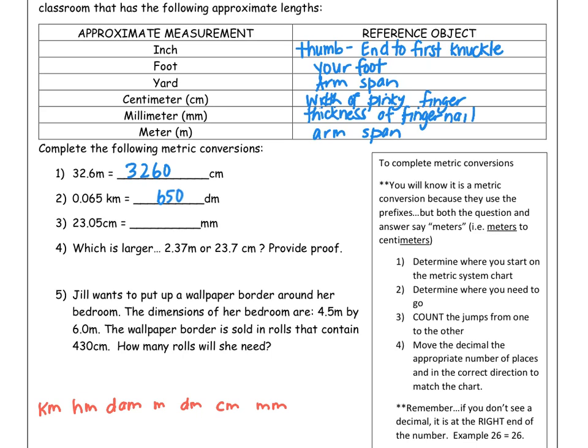Okay, 23.05 centimeters into millimeters. So I find where I'm at, starting at centimeters, moving over one spot to the right to millimeters. So that's going to go one spot that way. So that gives me 230.5 millimeters. Now, a couple of things to mention.